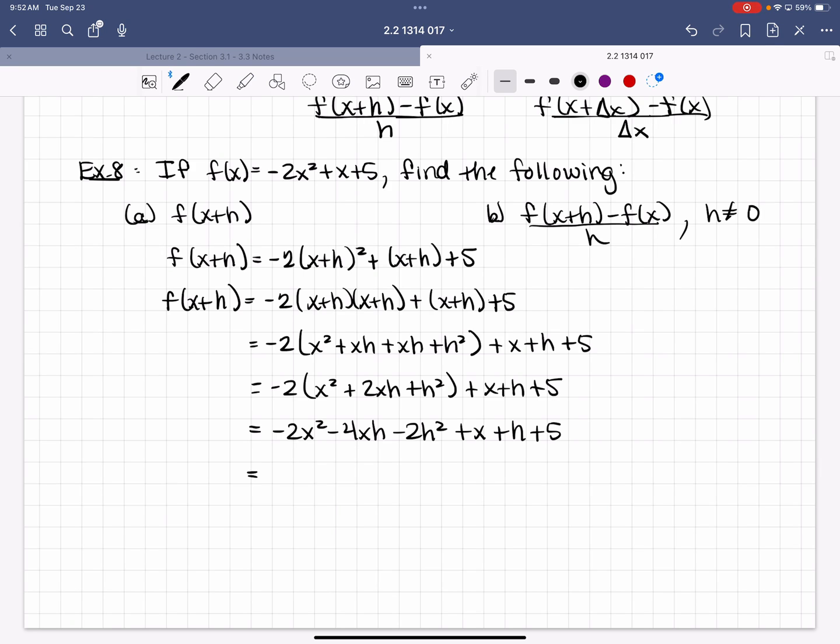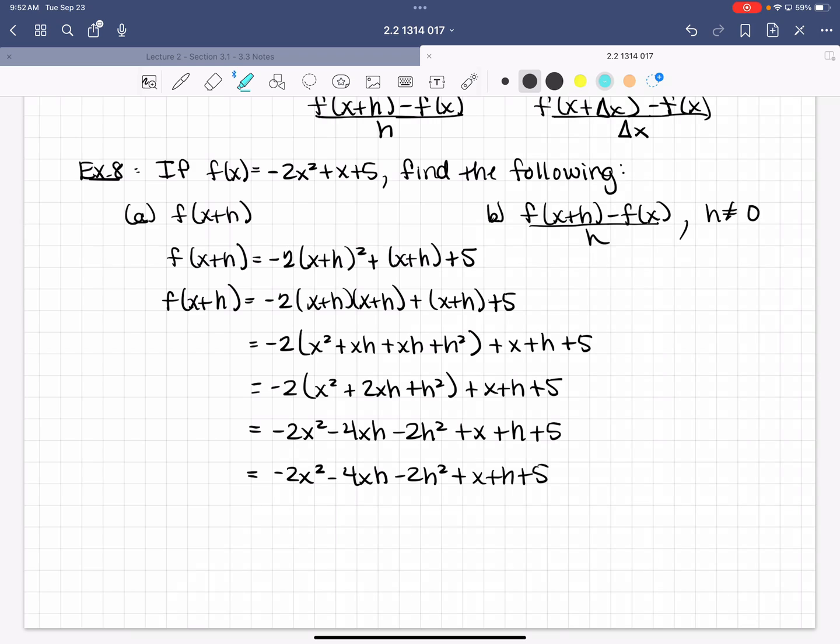You can't combine anything with the negative 2x squared. It stays the same. Negative 4xh is just negative 4xh. Then we've got the negative 2h squared. You can't combine anything with the plus x, the plus h, plus 5. We're good. I just rewrote the thing. We couldn't combine anything, right, guys?